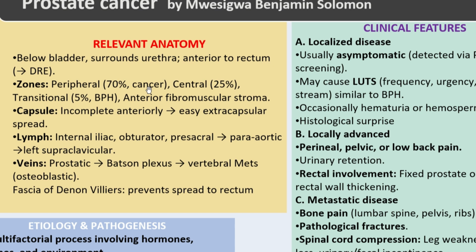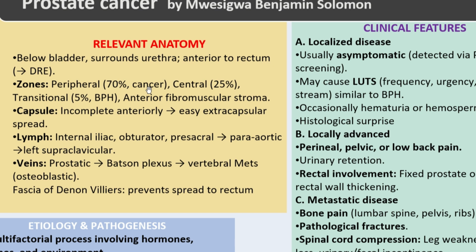Then when we look at the veins, the prostate is drained by the prostatic venous plexus, which communicates with the Batson plexus, and this communication has no valves, so there can be retrograde flow of blood from the prostatic venous plexus to Batson plexus. And this is important because it explains how we have metastasis to the vertebra.